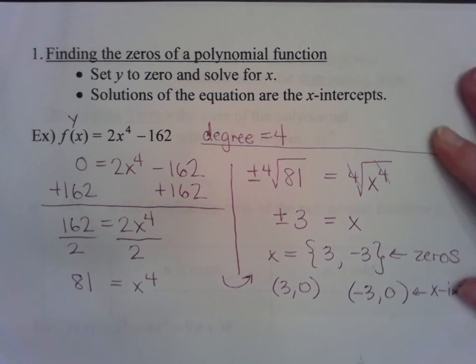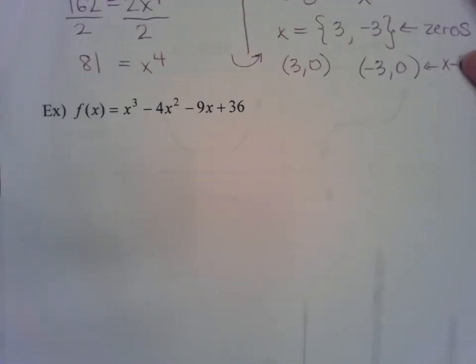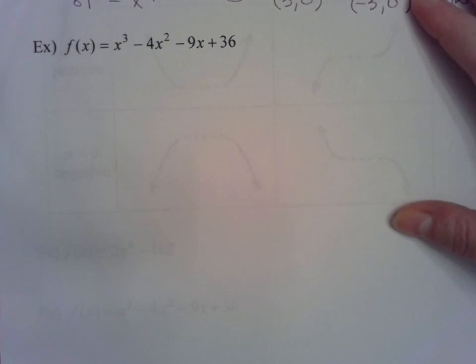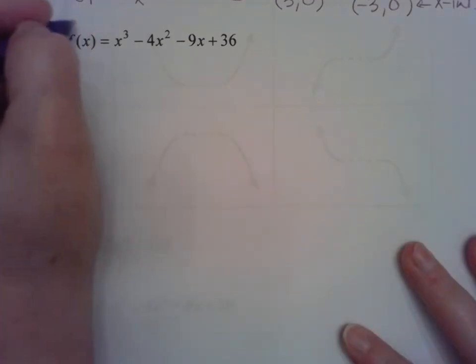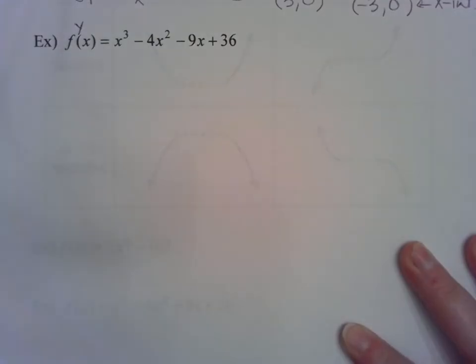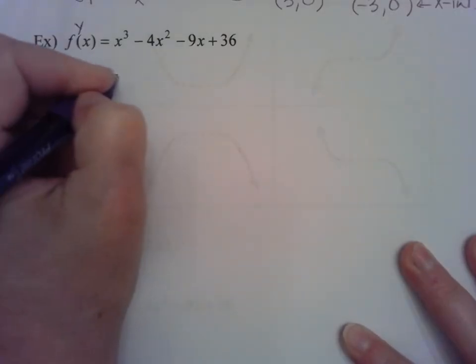Okay, let's look at a second example. We could do the same thing here. The f of x is like our y, so we're going to make y 0.